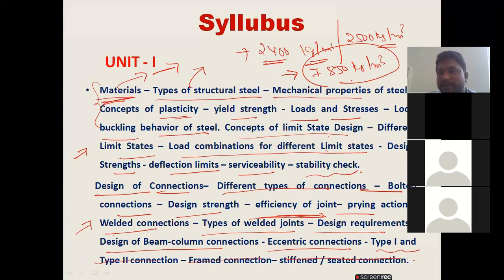If you observe the unit 1 syllabus, there is completely theory regarding the materials and different types of steel structures, different types of steels, the advantages and disadvantages, the mechanical properties of steel, the loads acting on the structure, the concept of limit state design and different limit states, load combinations for limit state design, and serviceability and strength check. Along with that we have connections like bolted connections and welded connections. We will do one or two problems related to the bolted connection and welded connection. That is completely unit 1.